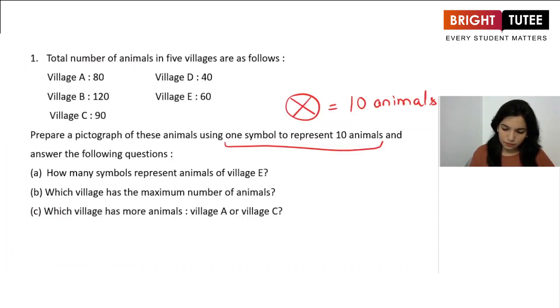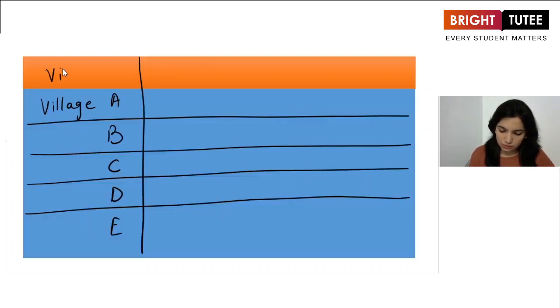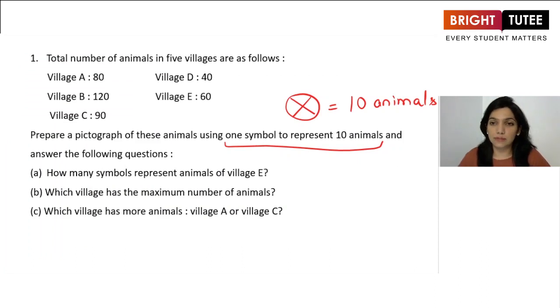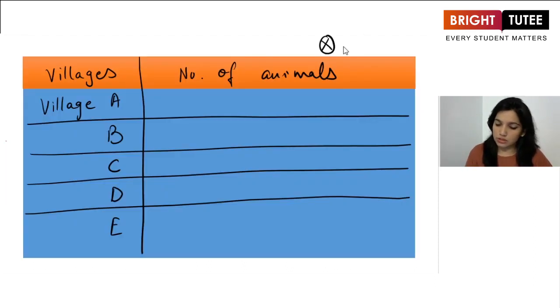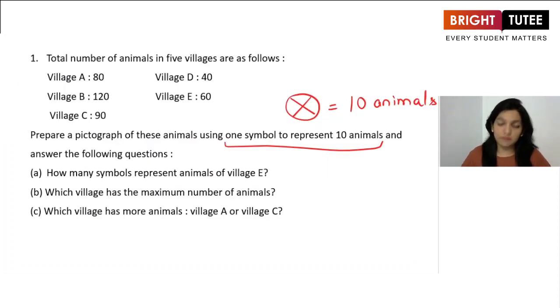This is the villages, and this is the number of animals. Now what we have chosen as the symbol here is this circle with a cross, and each such symbol is going to represent 10 animals, right? So let's put it here that this particular symbol will represent 10 animals. And if required, if we have got anything in multiple of 5, well, it's all the multiple of 10. No worries, we can quickly do this.